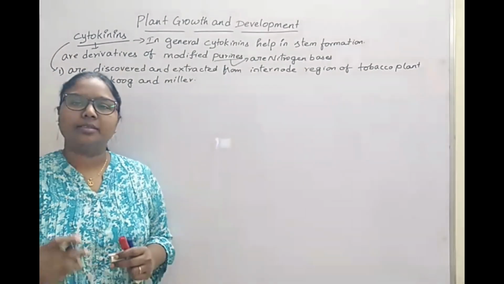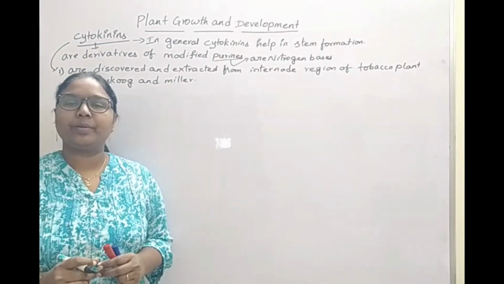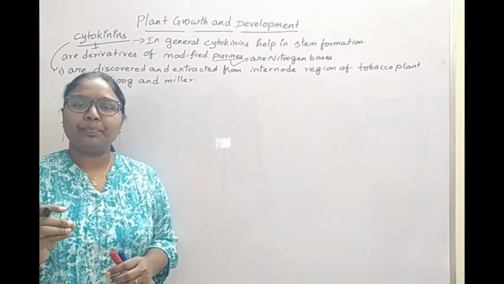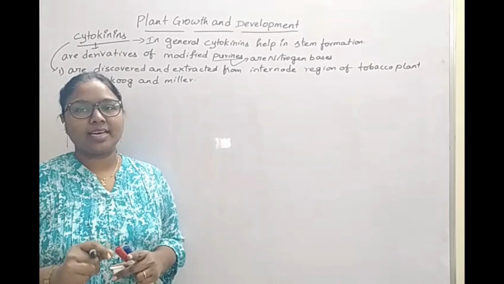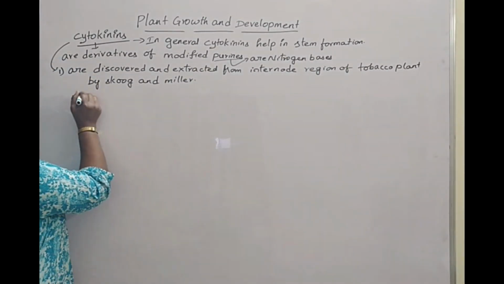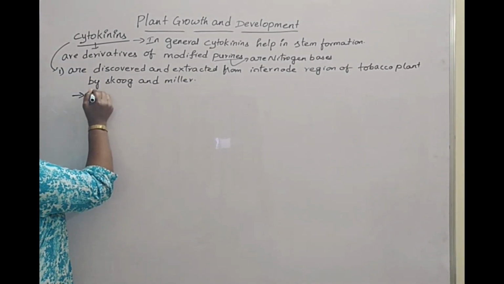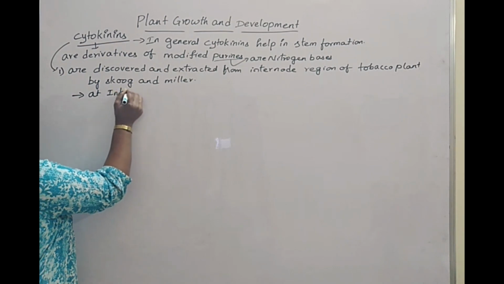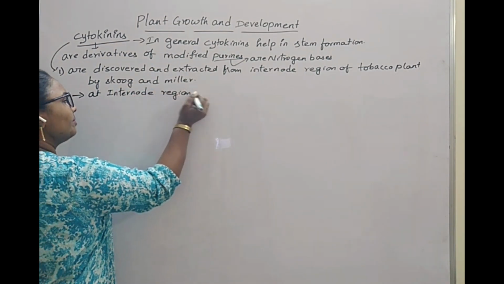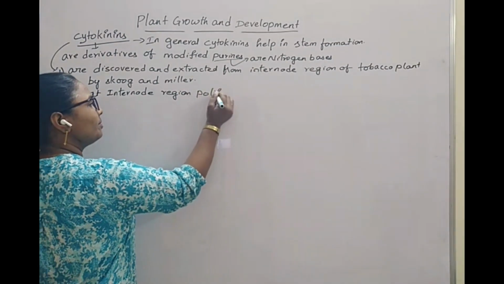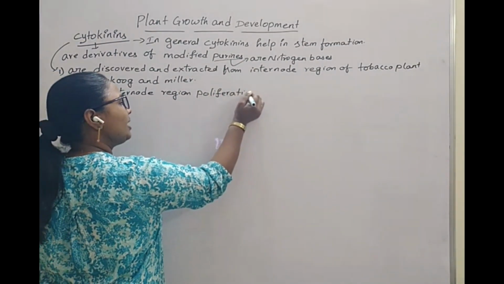During their work at the internode region of the tobacco plant, they observed some proliferation of cells, but that happened only when auxins were also added. Proliferation means multiplication of cells.